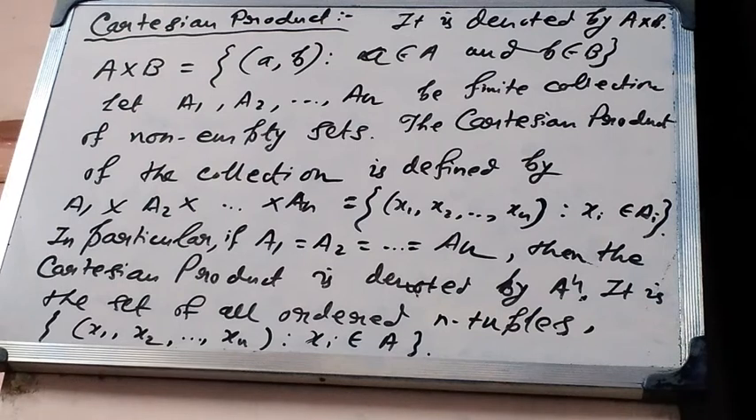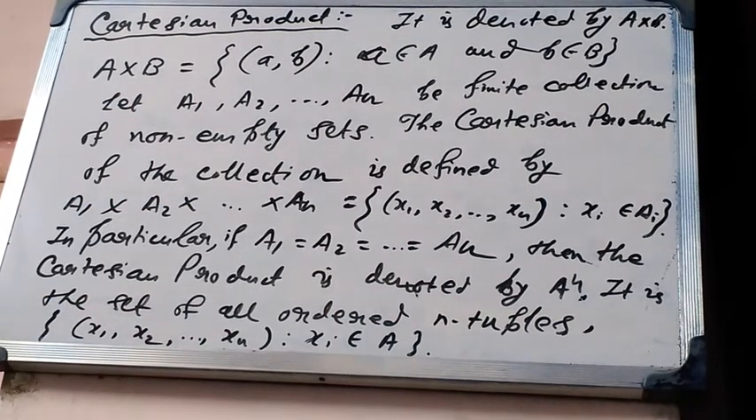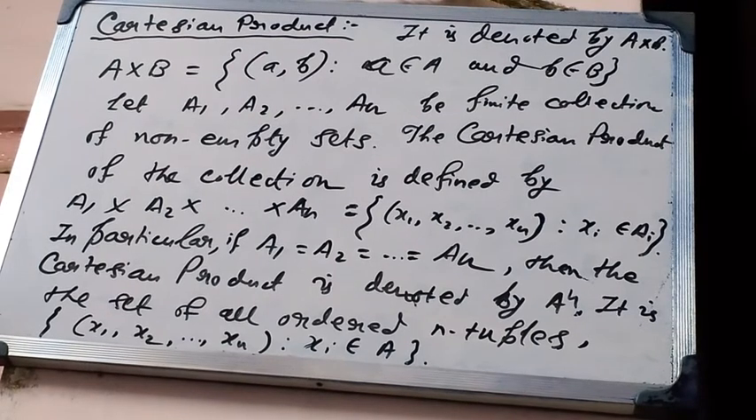Elaborately, we can say that let A1, A2, ..., An be a finite collection of non-empty sets, then the Cartesian product of the collection of the sets, denoted by A1 cross A2 cross ... cross An, is equal to the ordered tuples (x1, x2, ..., xn) such that xi belongs to Ai, that means x1 belongs to A1, x2 belongs to A2, x3 belongs to A3 and so on, and finally xn belongs to An. In particular, if A1 equals A2 equals A3 equals up to An equals A, then the Cartesian product is denoted by A to the power n. It is actually the set of all ordered n-tuples (x1, x2, ..., xn) such that xi belongs to A.